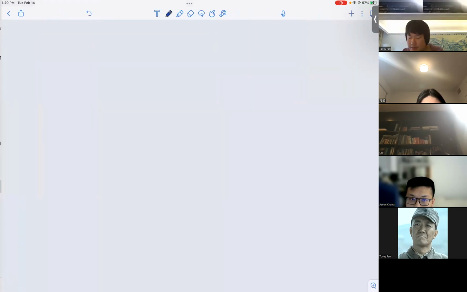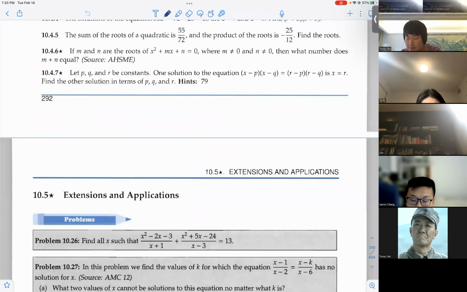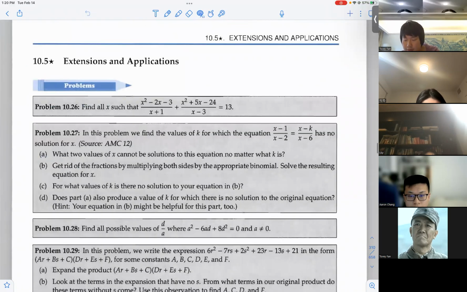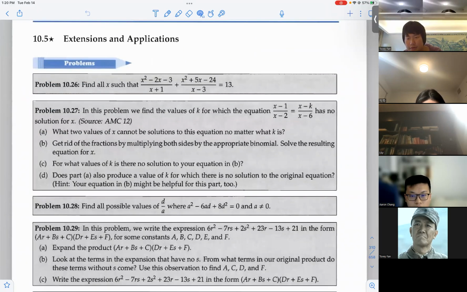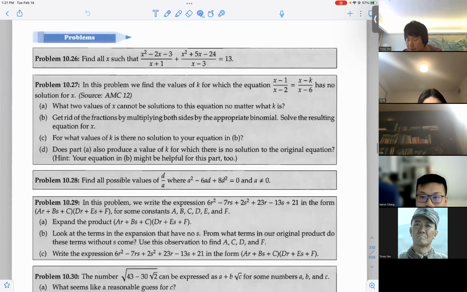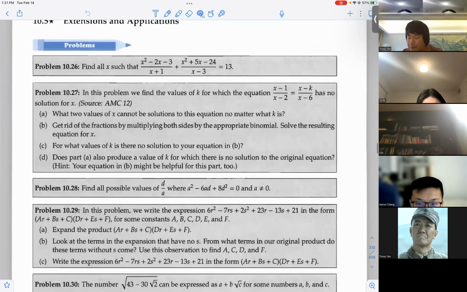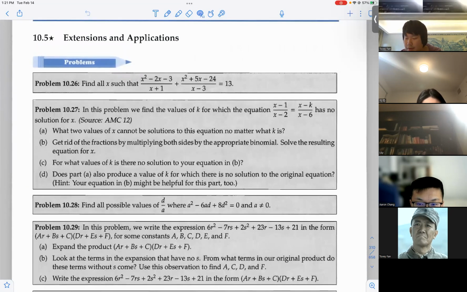Anyway, there's one more question here. Maybe you can have a look, because I want to go to 10.5 and try to wrap this entire chapter 10 up. 10.5 is about extensions and applications of everything we have learned so far. So let's talk about a few questions we might see.